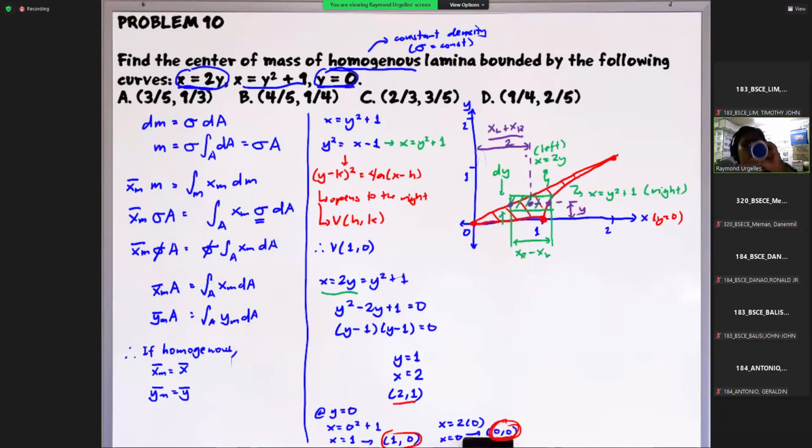Okay? So then, okay? So let's solve, diba? So start tayo sa area.